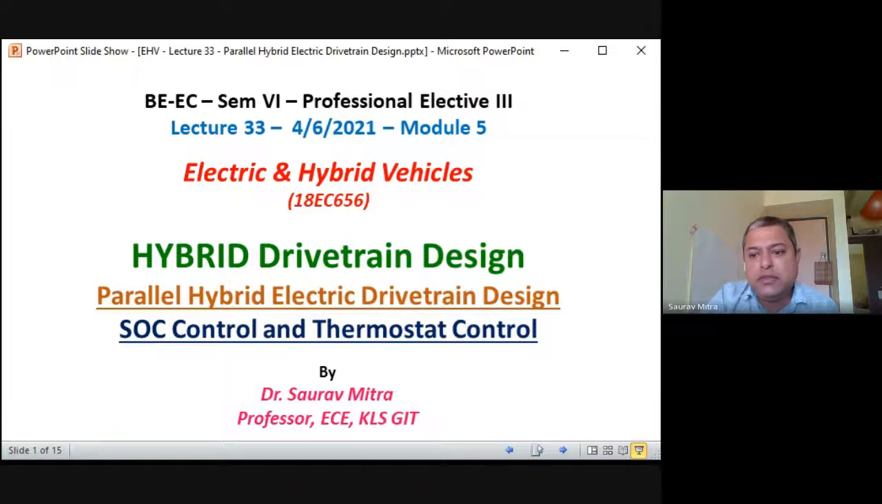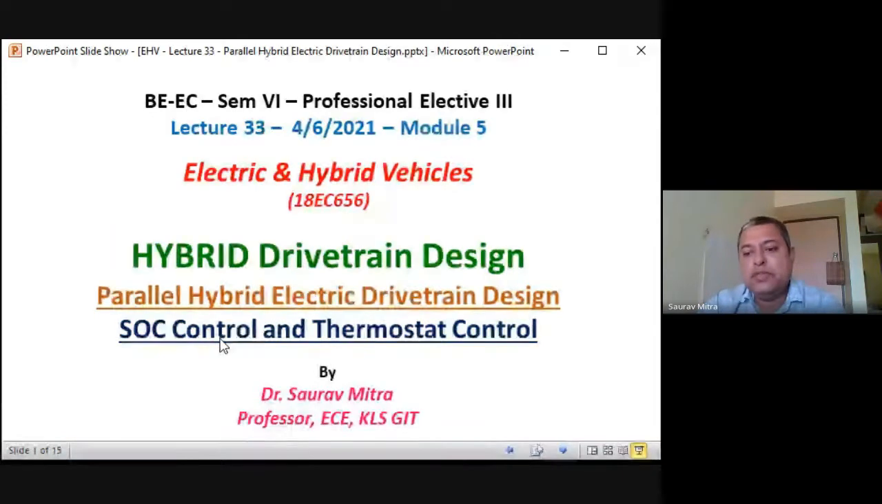Lectures are remaining. Yesterday, in the last class, we had seen hybrid drivetrain design, and in that we had been doing the parallel hybrid electric drivetrain design. Things are quite similar, fundamentals are quite similar. Since the second half of the fourth chapter, we are doing actually the same things. All the things are very similar. There is nothing different in that. It is all about drivetrain design.